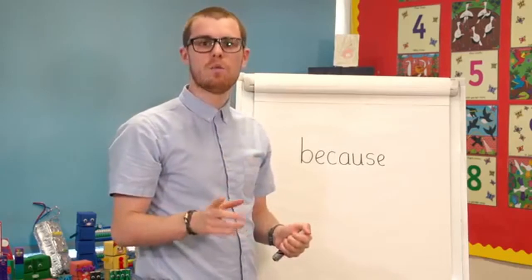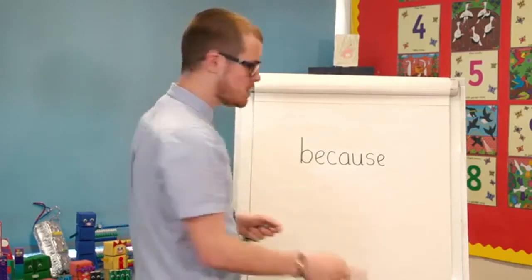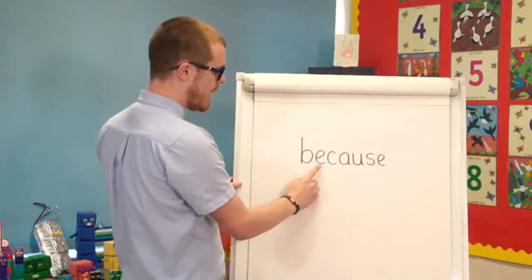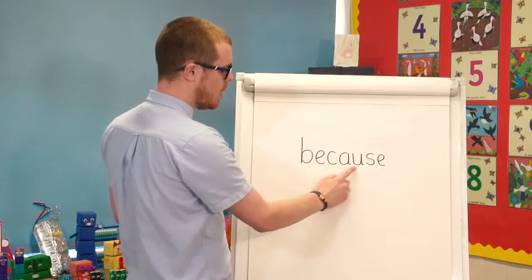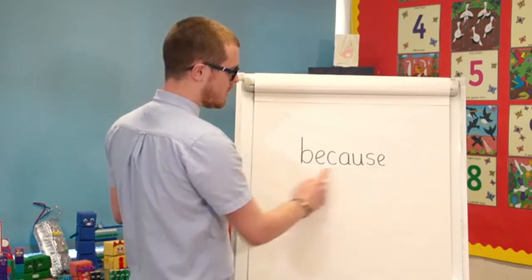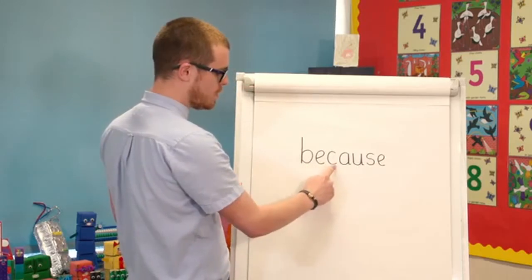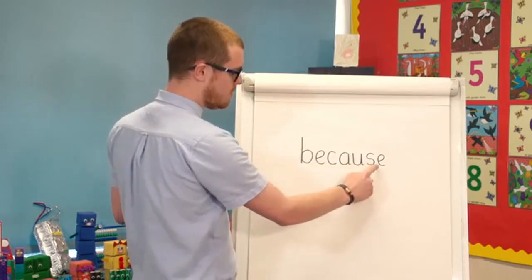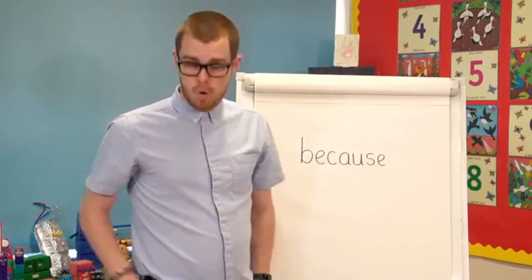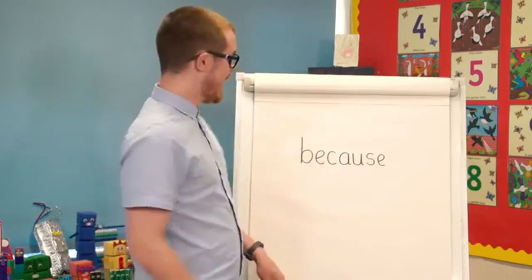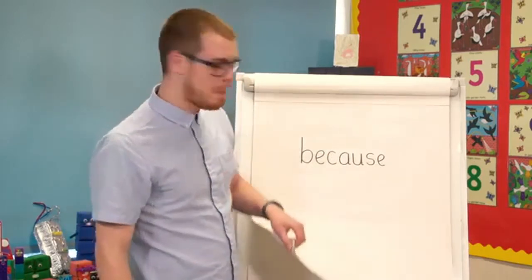Let's check we've got the right number of sounds. B, E, K, U, Z. Because. 1, 2, 3, 4, 5. The word is because. Now I want you to have a go.